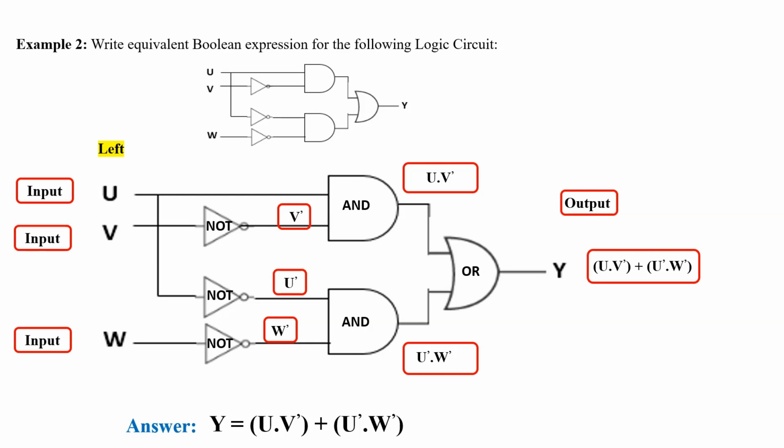Again, look at the left side of the picture, where the inputs of the variables u and w are given. Here, NOT gate is given for both inputs u and w. So, u and w become u complement and w complement. Now, AND gate is given, so we obtain the expression u complement dot w complement. Finally, we combine u dot v complement and u complement dot w complement with an OR operator to obtain the final expression, y equals u dot v complement plus u complement dot w complement.